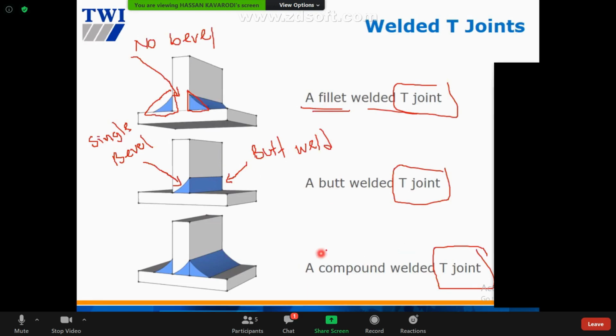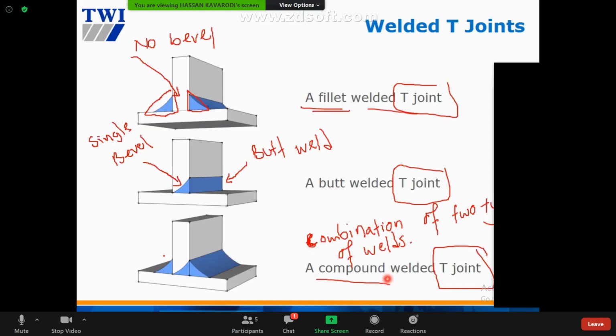All right, so how does the name compound come about? When there is a combination of two types of weld, we call it compound weld. Yeah, so that's where the name compound comes from: a combination of two types of weld.